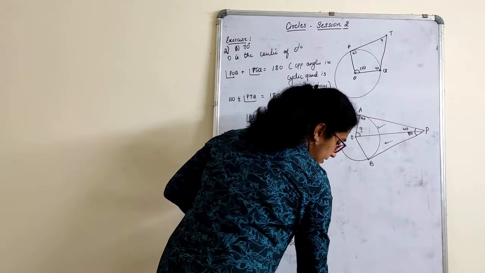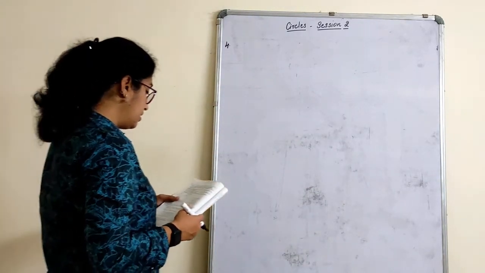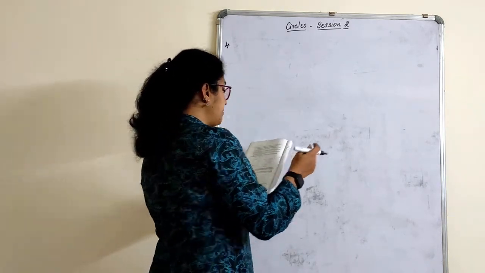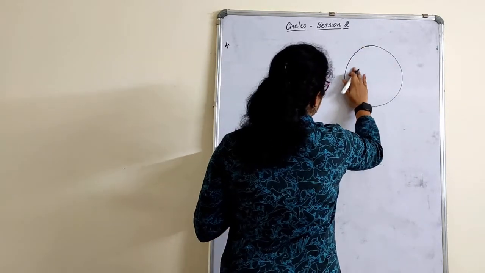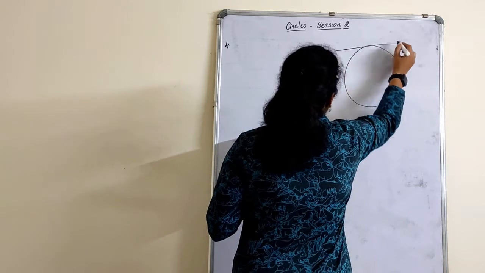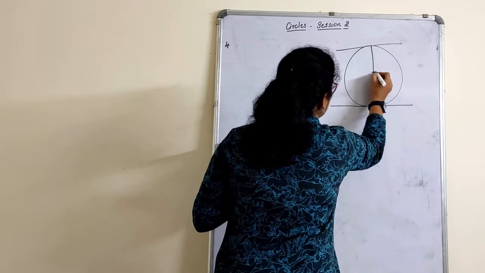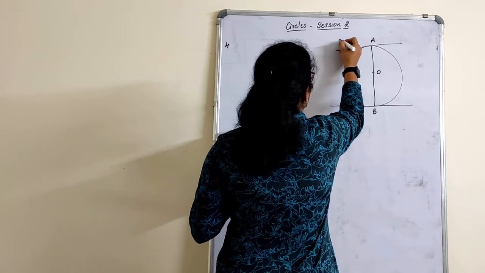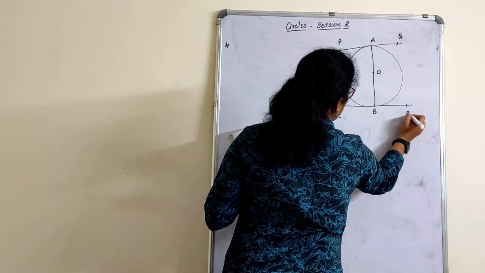The problems are pretty simple in this chapter. Let's start with the next one. Prove that the tangents drawn at the ends of the diameter of a circle are parallel. So, tangents drawn at the ends of the diameter of the circle. So I'll consider these to be the tangents and this is the diameter, O. So A, B, I'll consider this as P, Q, R, S.